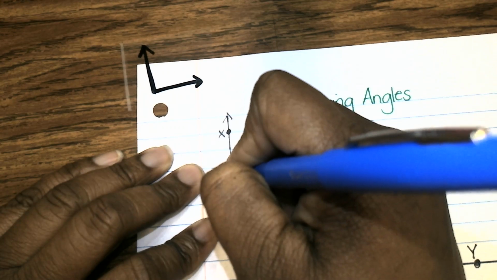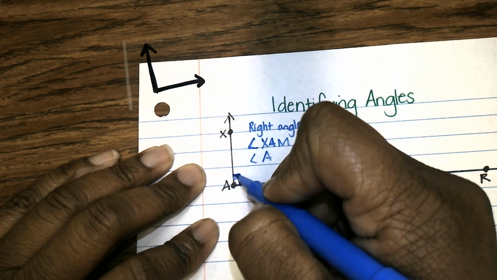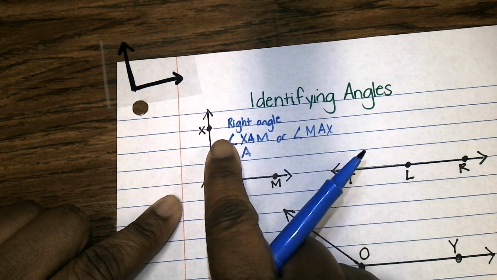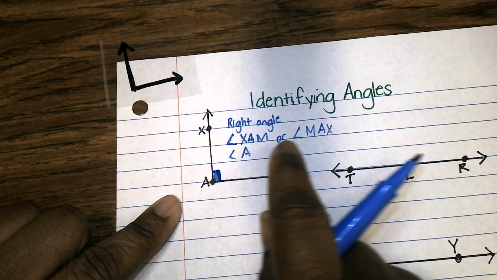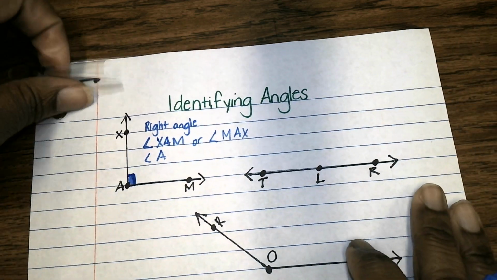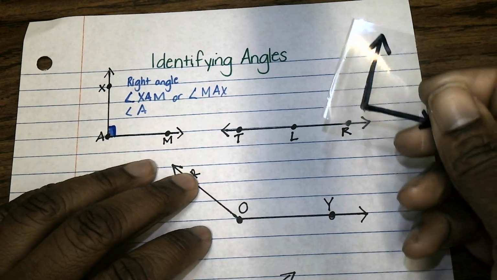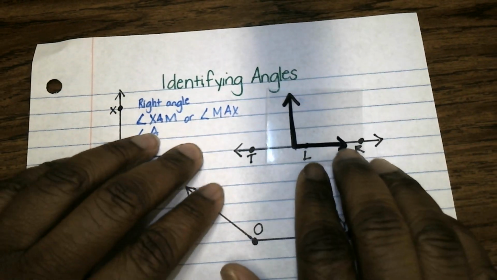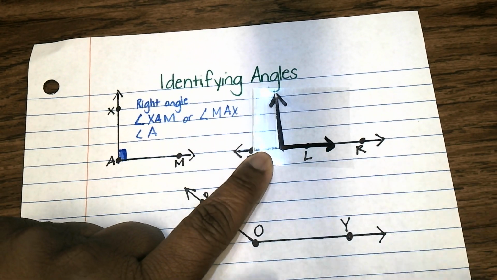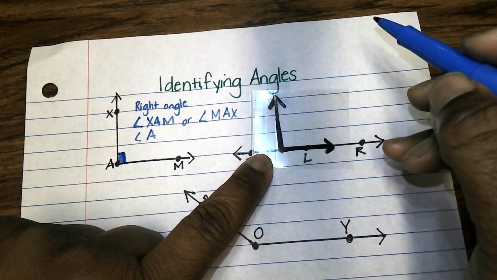Not that, actually. For a 90-degree angle, we put the box in the corner. Okay? So this is a right angle, and these are different ways. So I would say angle A, XAM, angle MAX, or angle A. All right? So if we want to compare it to this one so that we're able to name it, we just put it on the line. It doesn't have to be the same size, okay? We want to put it on the line. And again, we're using our right angle as a reference to help us, okay?